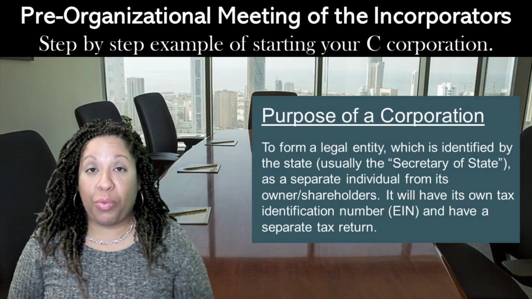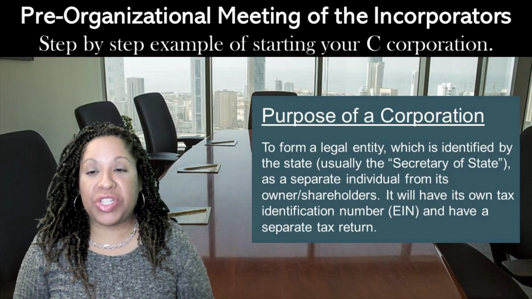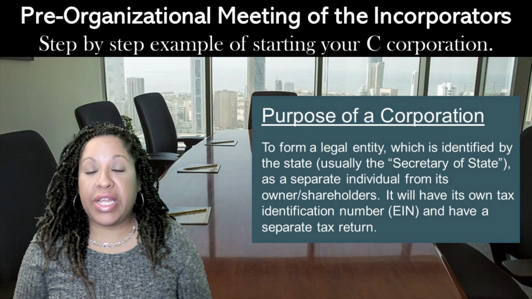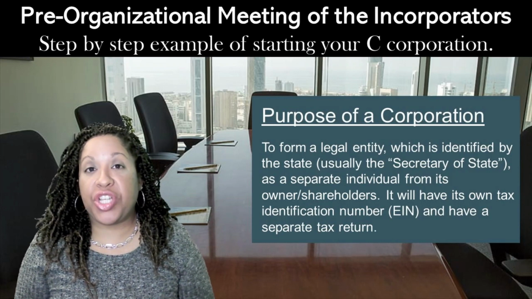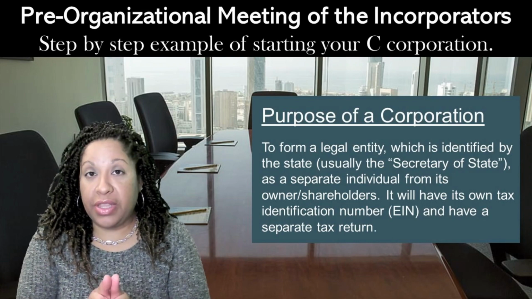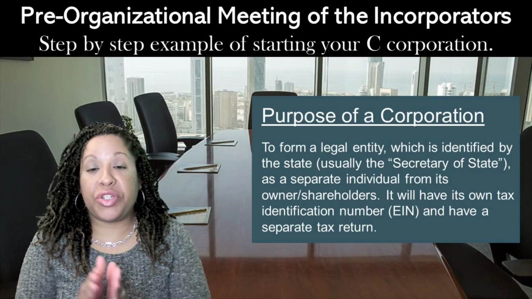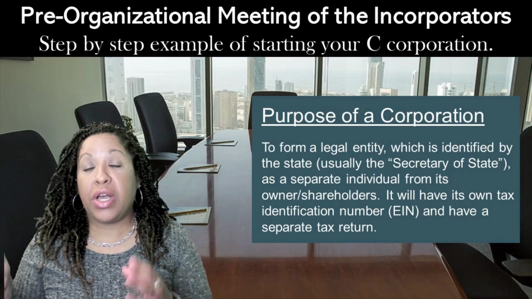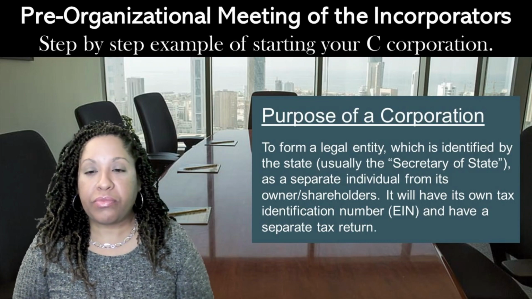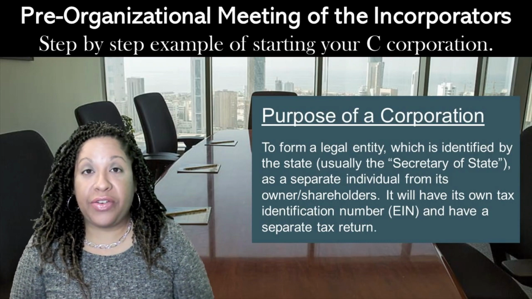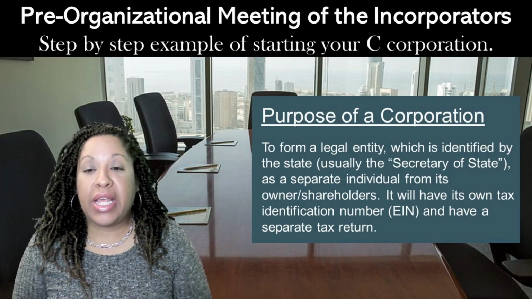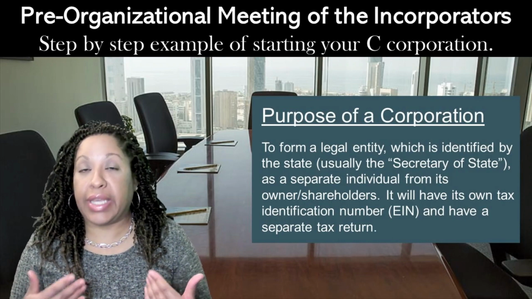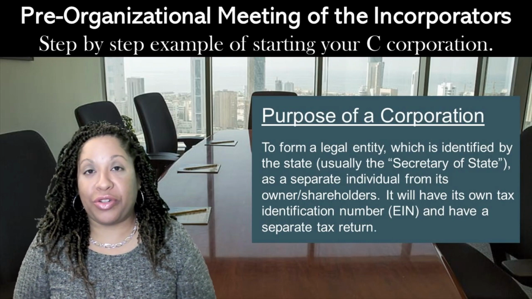So, the purpose of a corporation is to form a legal entity which is identified by the state, usually the secretary of the state that you're in, as a separate individual from its owners and shareholders. So you starting the business would be considered the owner and shareholder, and then the corporation is known as a person separate from you and recognized by the state. It will have its own tax identification number, also known as the EIN, and will have a separate tax return to be filed, again, separate from you as the owner or shareholder.